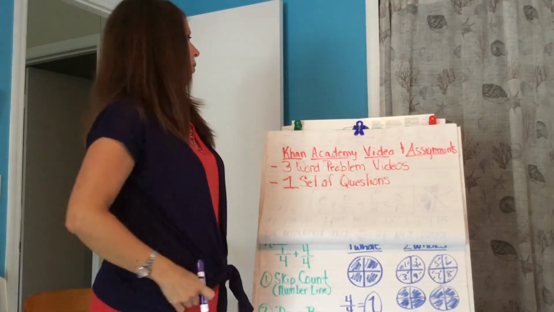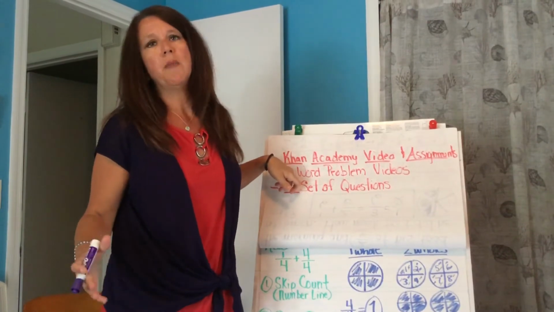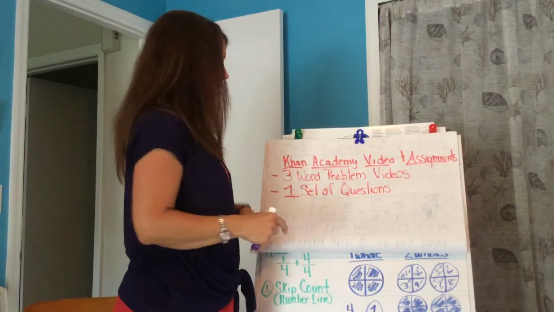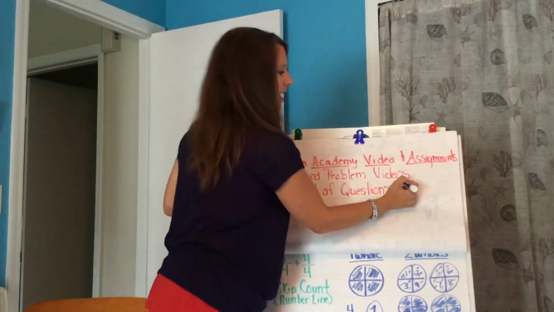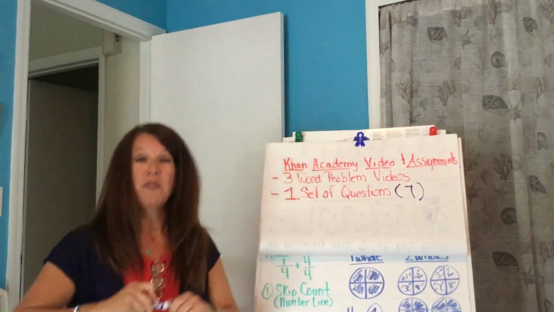All right, so you're going to go on to Khan Academy. You're going to watch 3 short videos. They're like 2 minutes each. They're all word problems. So you're going to watch 3 short word problem videos. And then there's 1 set of questions to answer. It's 7 questions. That's it. All right, so that's really it for today.